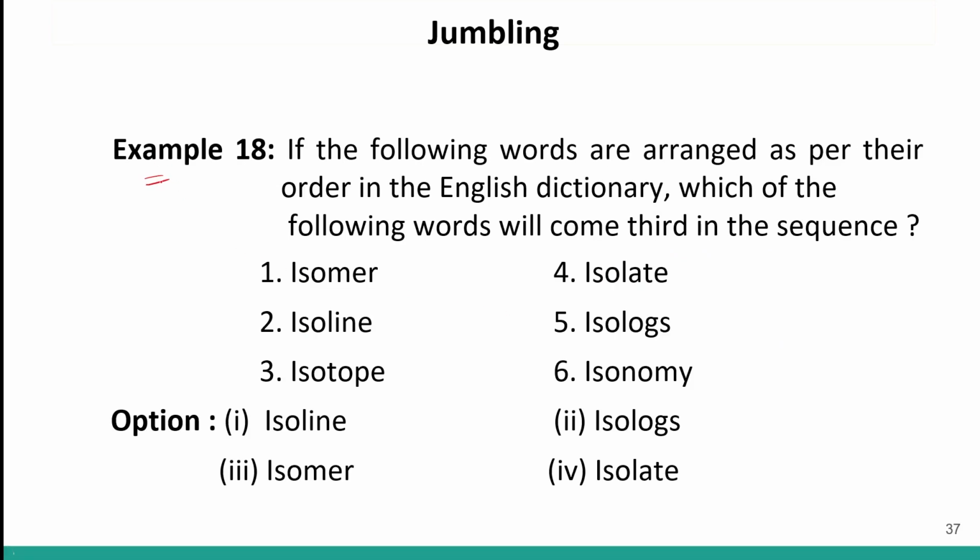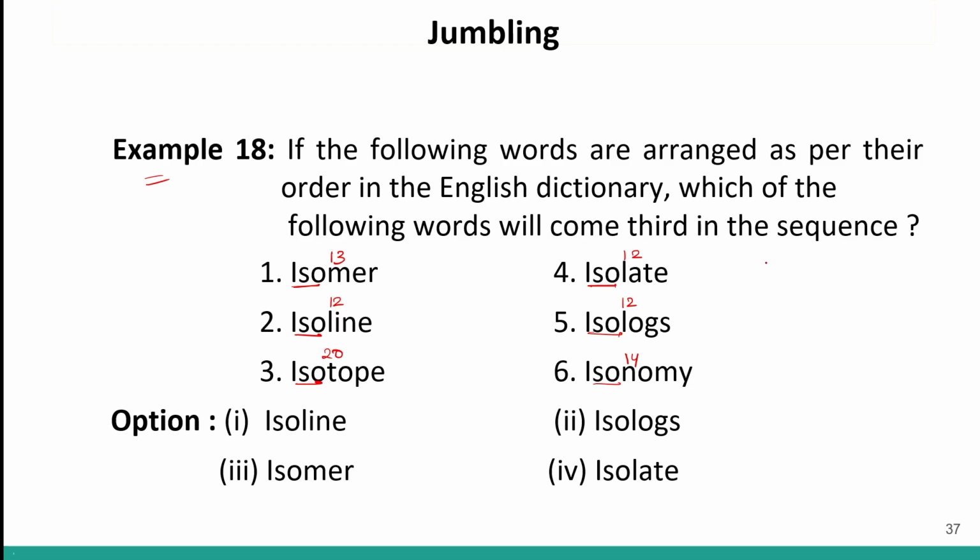Now example 18, a similar thing. I, S, O: these three letters are common in each word. Correct? So let us move on to the next letter. M is positioned at 13. L is positioned at 12. T is 20. This is 12. 12. N is positioned at 14.